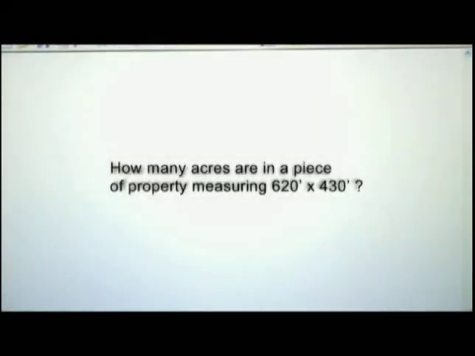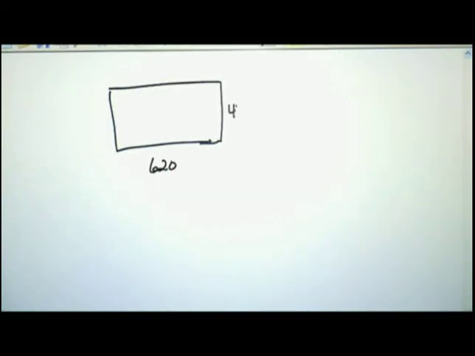How many acres are in a piece of property measuring 620 by 430? So if I draw up my lot, it is 620 feet by 430 feet. If I multiply my two dimensions together, 620 times 430 gives me a total square feet of 266,600.